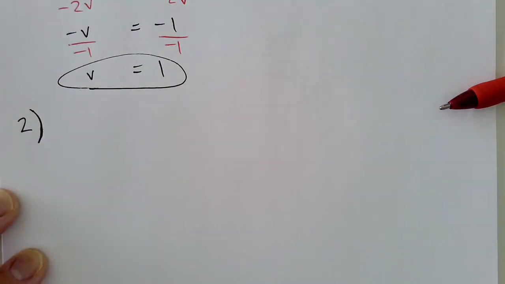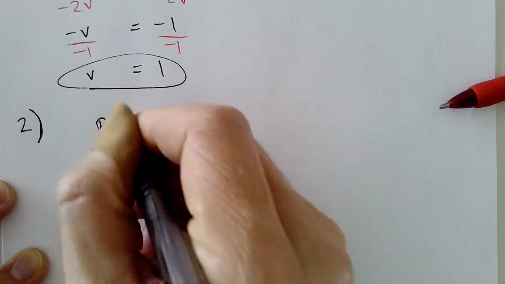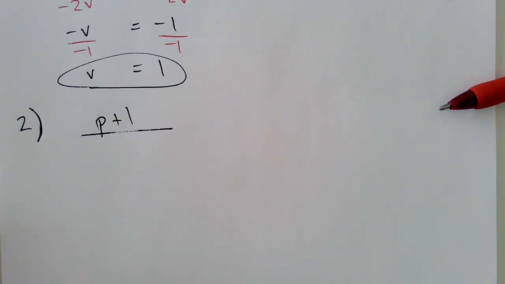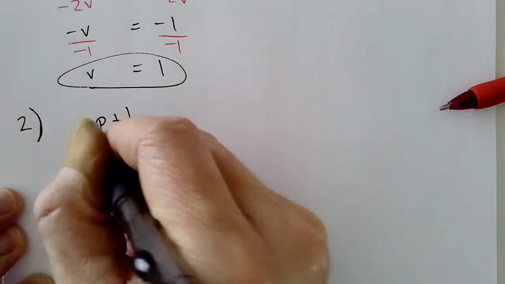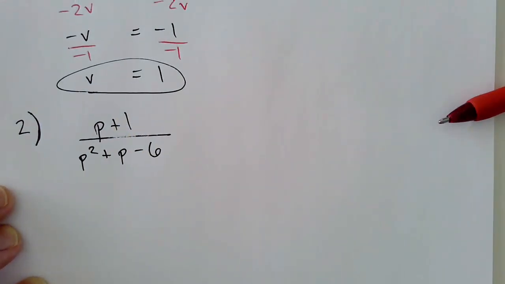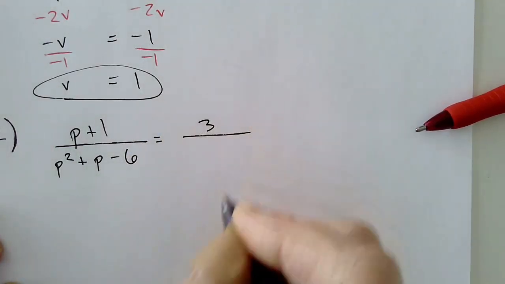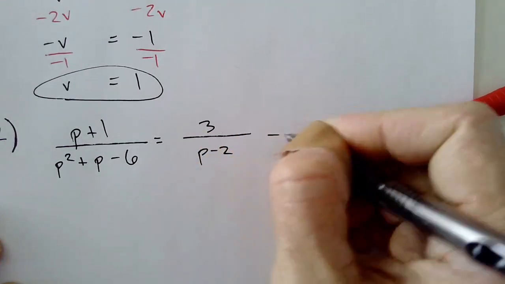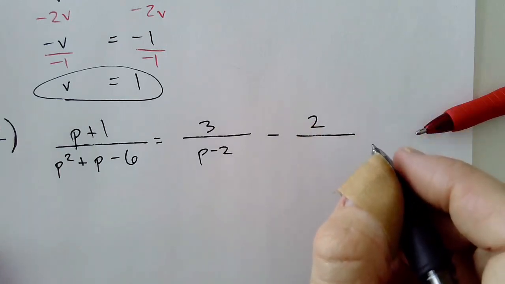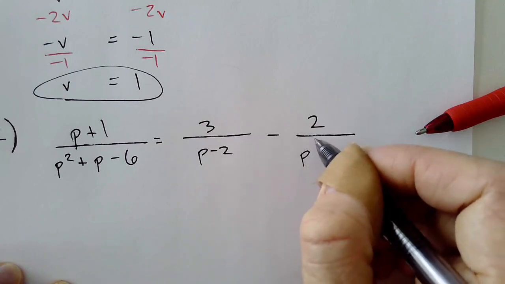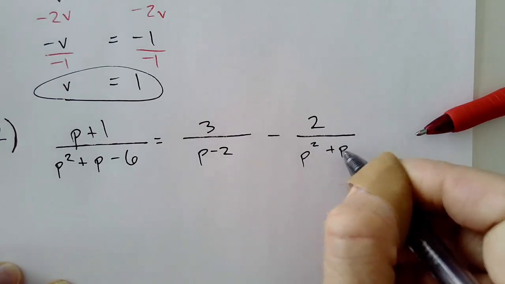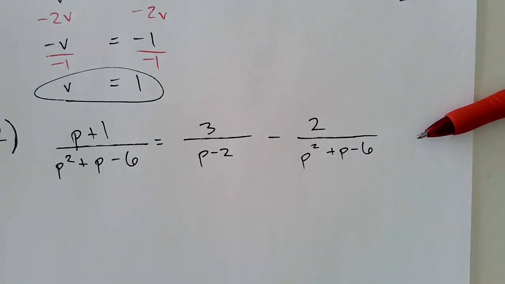Okay. Our second problem for the day is going to be this. Plus 1 over, and because I haven't taught you that yet, I'm going to have to change it real quick in my head. So plus 3. Okay, so that's your denominator for that one. Equals 3 over p minus 2 minus 2 over p squared plus p minus 6.